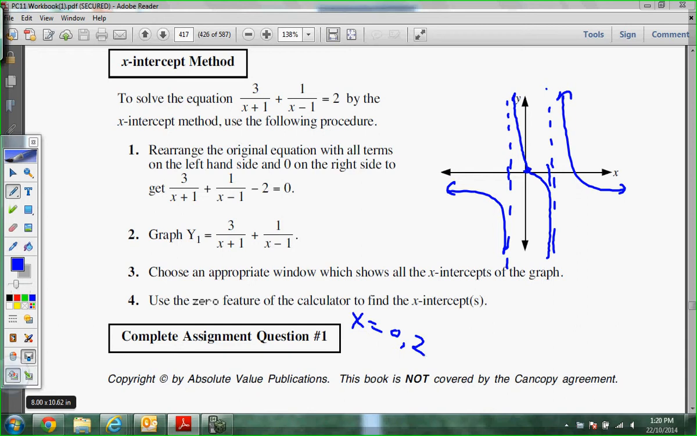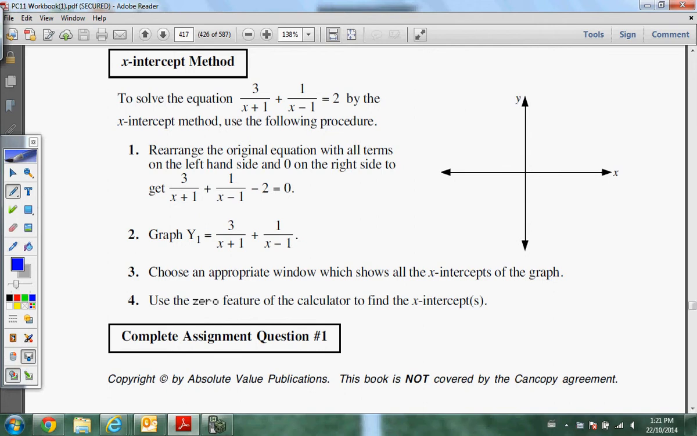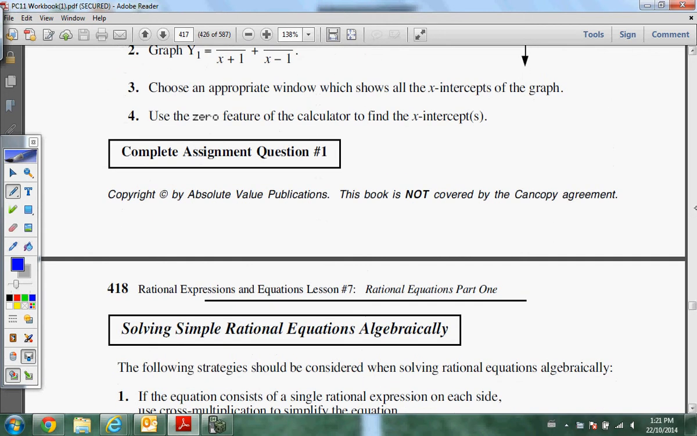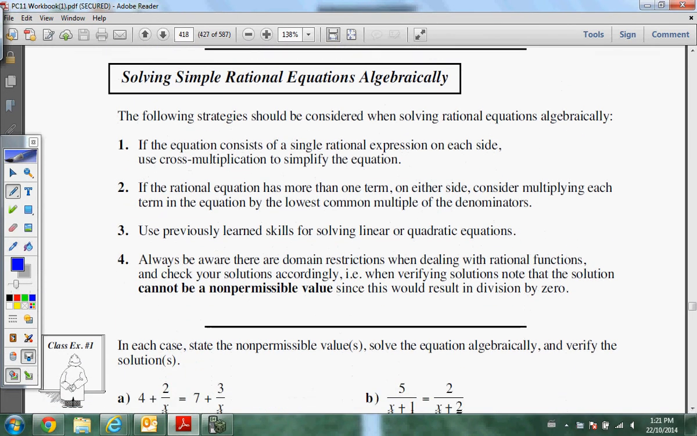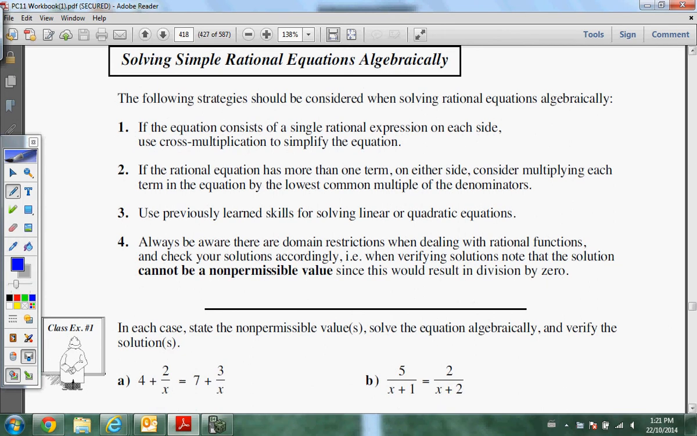All right. Now for the harder part. Solving simple rational equations algebraically. So the following strategies can be considered when solving rational equations algebraically. I'm going to highlight kind of important things to remember, and these are things you should know how to do from previous math courses.